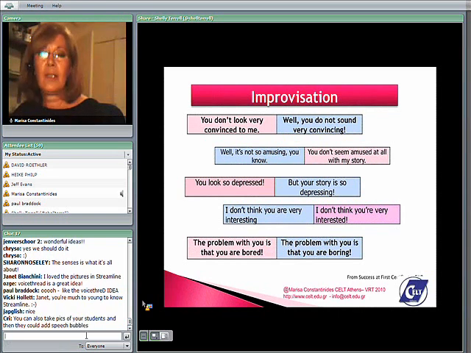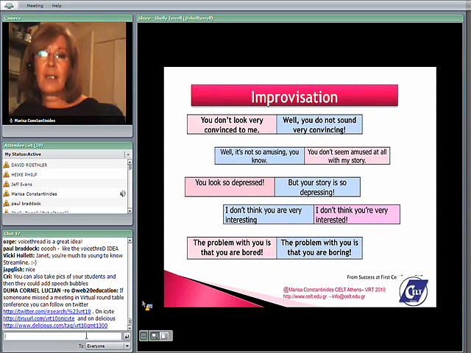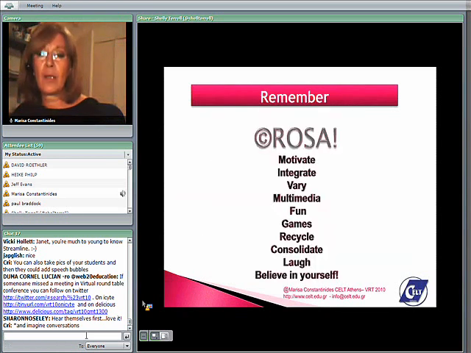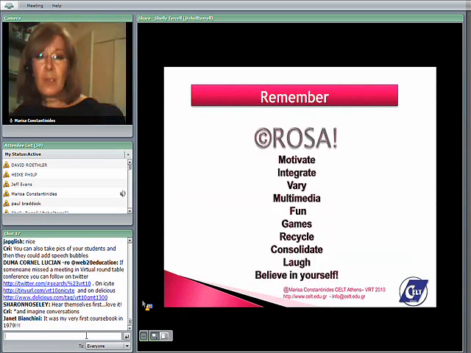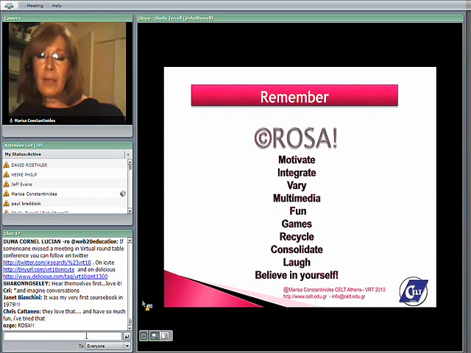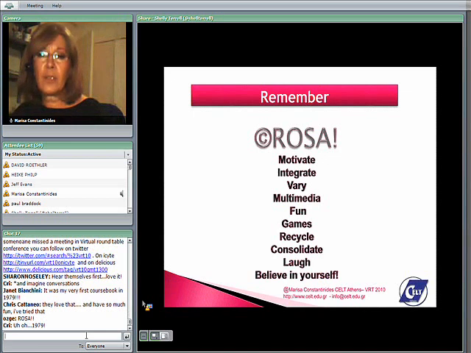Improvise with activities. These are sentences from an old Success at First Certificate exercise. Get the students to build up situations around them and improvise dialogues. And then when they act them out, other students can guess. Who are you? Where are you? Remember, Rosa, motivate your students, integrate, use the language skills, vary your approach, use multimedia, fun and games, recycle, consolidate and laugh, and believe in yourself.